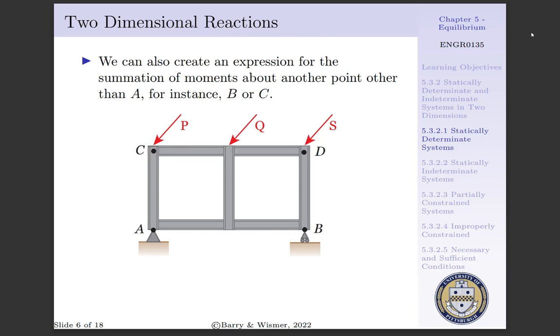In our previous example, we took two summation of force equations and one summation of moment equation to determine whether or not our system was in static equilibrium. We can replace one of these summation of force equations with a summation of moments equation. That is, as opposed to taking the summation of forces in our y direction, we could potentially take our moments about point B or C.